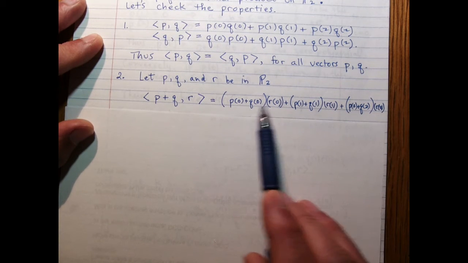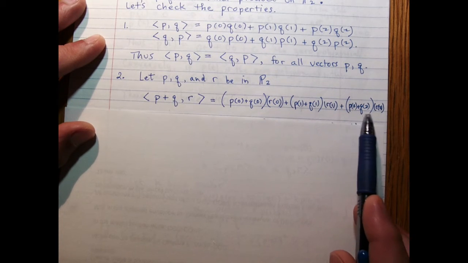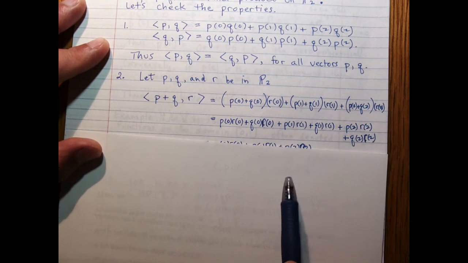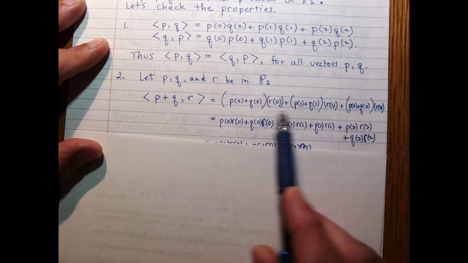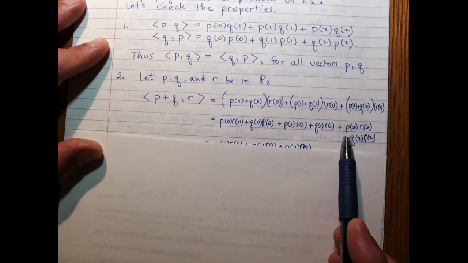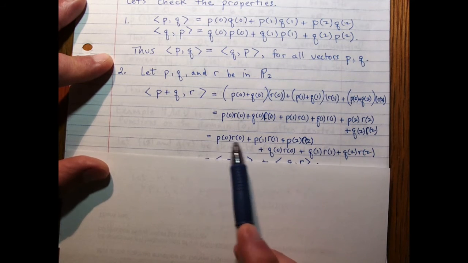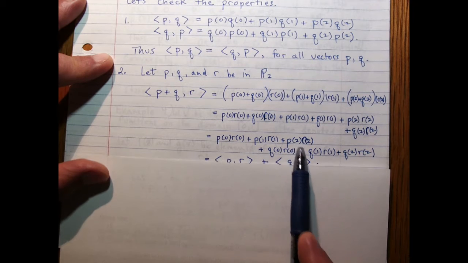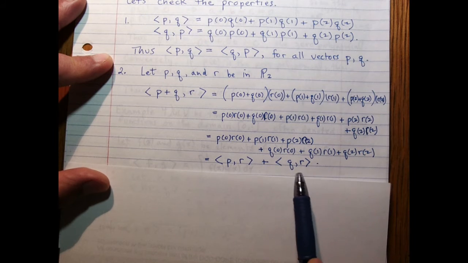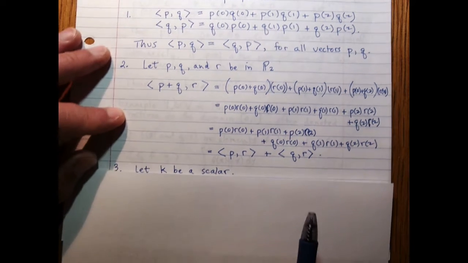So I have p of 0 plus q of 0 times r of 0, plus p of 1 plus q of 1 times r of 1, plus p of 2 plus q of 2 times r of 2. And again, because of being able to distribute through multiplication of numbers, I can rewrite that in this way. I'll let you read that on your own. And if I rearrange the terms, I can group these three terms first, which is just the inner product of p and r. And these three terms last are the inner product of q and r. So we see that that second property of inner product is satisfied.